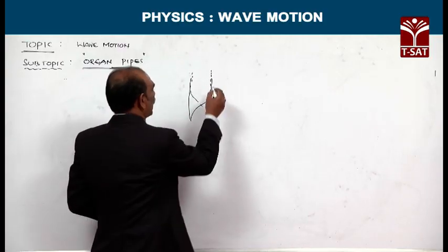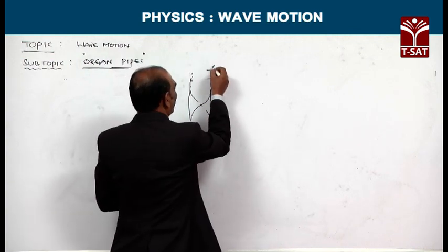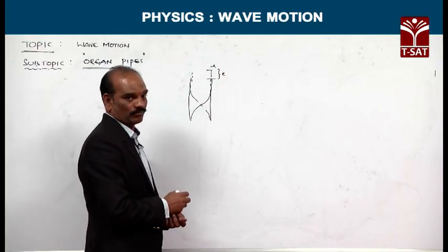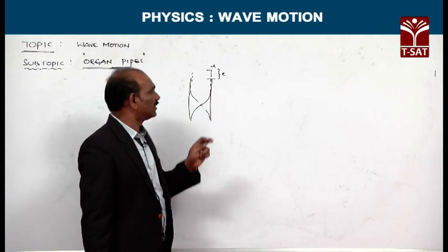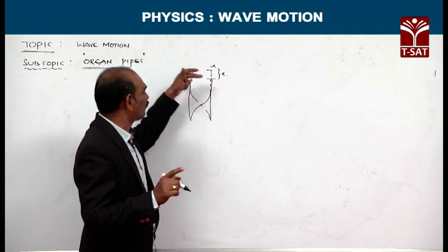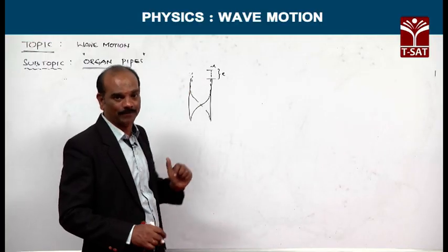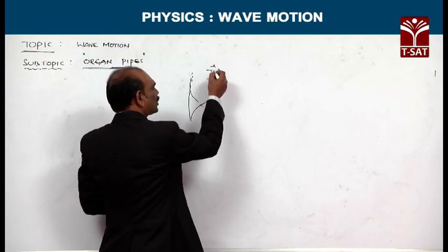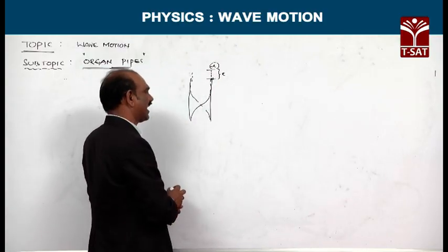The distance between the mouth of the pipe, or end of the pipe, to the actual antinode position is what we call end correction. I repeat again, due to the inertia of motion of the particles, the antinode will not form exactly at the end of the pipe, that will form a little bit above the mouth of the tube. The distance between the actual antinode position to the end of the pipe is what we call end correction.